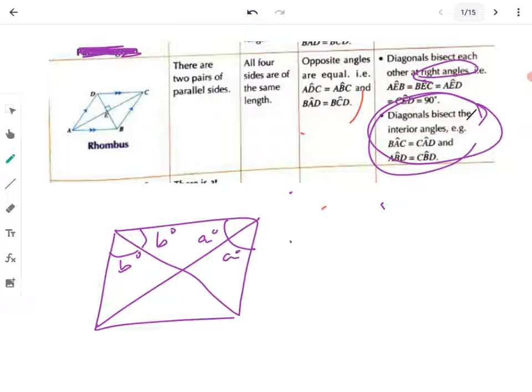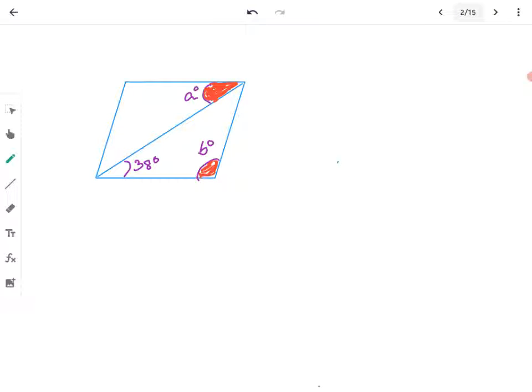So what we're going to do next is apply these properties, combining them with our previous knowledge about triangles, exterior angles, and parallels and transversals. Then we'll combine those with these properties to solve for the unknown angles in a rhombus. So we're tasked to look for the value of angle A and angle B.